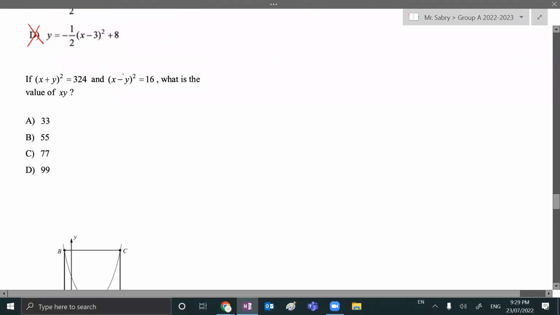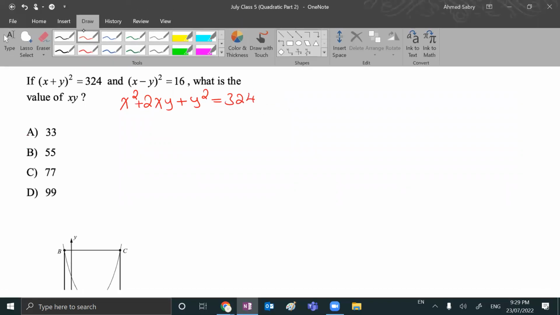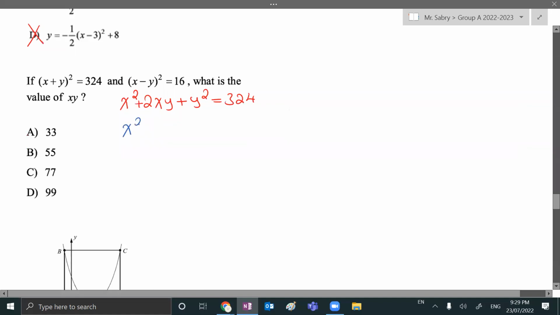You do have two brackets, and both brackets are to the power of 2, and we know how to expand those, so I will expand them. All what we will do is just putting the first one to the power of 2 and then multiplying both of them by 2, and then the last one to the power of 2, all equals to 324. As for the other one, same thing will apply. This will get me x squared minus 2xy plus y squared, all equals to 16.